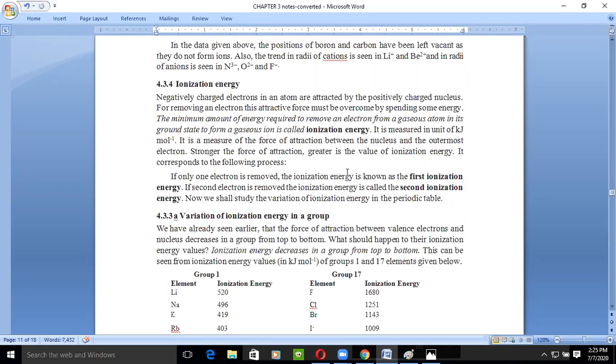And it keeps on varying as we go down the group and along the period, just like atomic size and atomic weight. So your homework is to read about atomic radii, ionic radii, and ionization energy. We'll get back to you tomorrow with the variation in the ionization energy in the group and along the period.